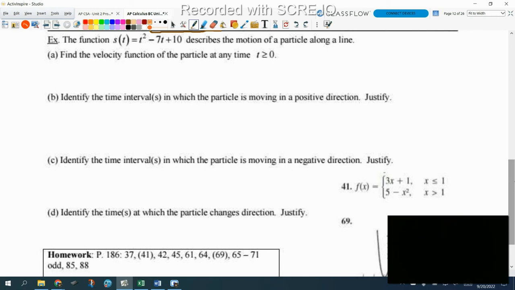All right, so our function s of t is equal to that, describes the motion of a particle along the line. Another word for motion is position. And another word for that is displacement. All of these words mean the same thing.